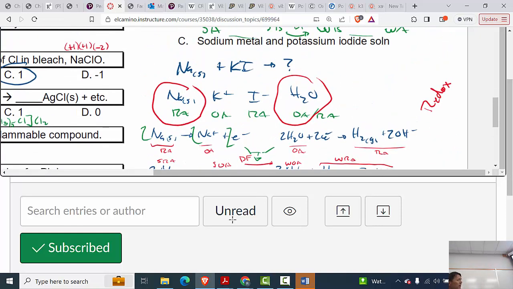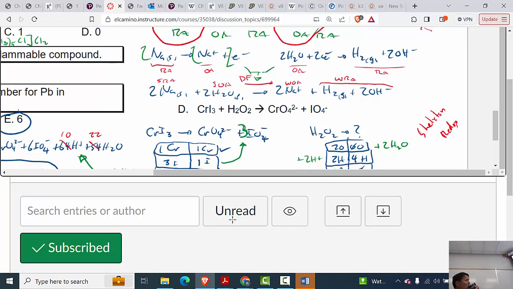Instead, use the chart method. You don't have to memorize anything. And the chart is given as a handout for the test.